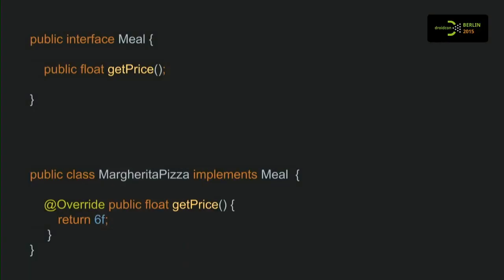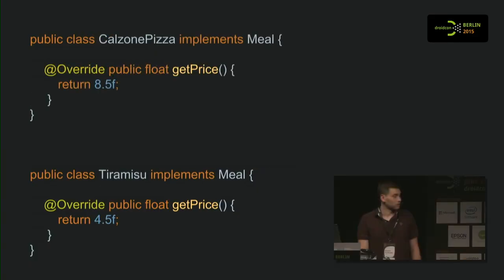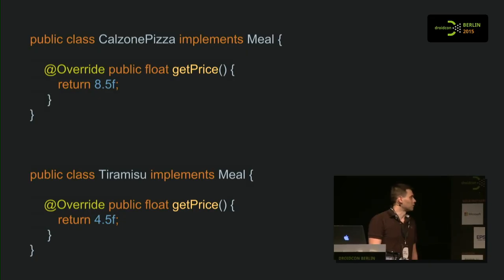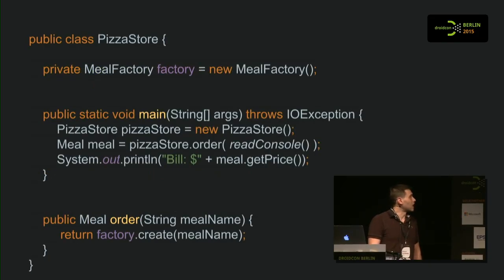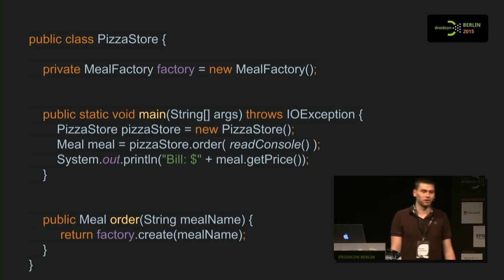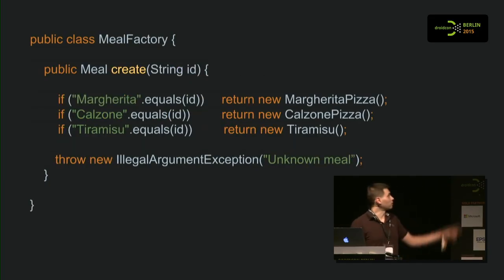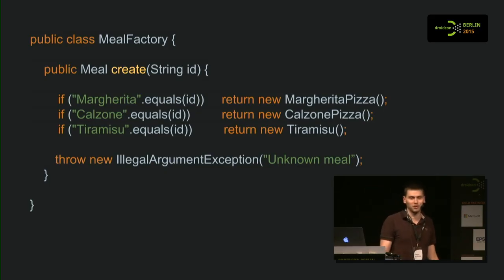We have an interface Meal, and our pizza store is selling a pizza Margherita, which implements Meal, and a calzone, and a dessert, a tiramisu. We have a plain old Java application with the main method, and we read the console in, and if the user types Margherita, then we instantiate a Margherita pizza. If the user types in tiramisu, then he gets a tiramisu. So basically, we have some kind of factory pattern. It's not the abstract factory pattern.